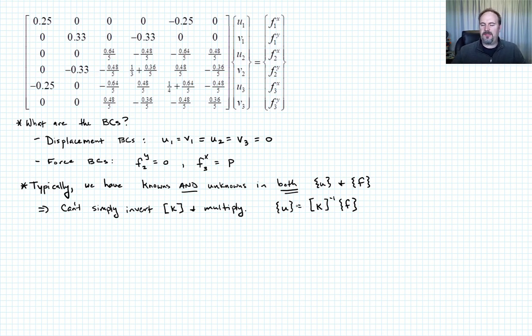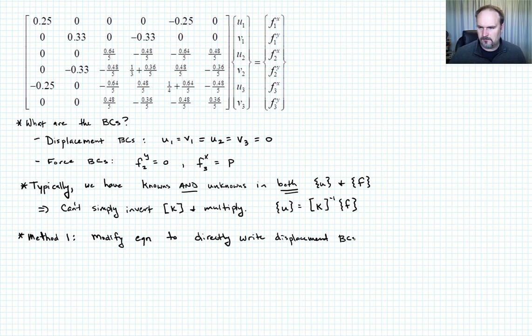I'm going to give you method 1, which is the method that you probably learned in your intro class, just because it's really simple. Okay? So let's talk about each method, and then we'll use the second method, but I want to refresh your memory with the first. Okay? So here's method 1. Method 1 is to modify the equation directly to directly write the displacement boundary conditions. Okay? So what do I mean by that?